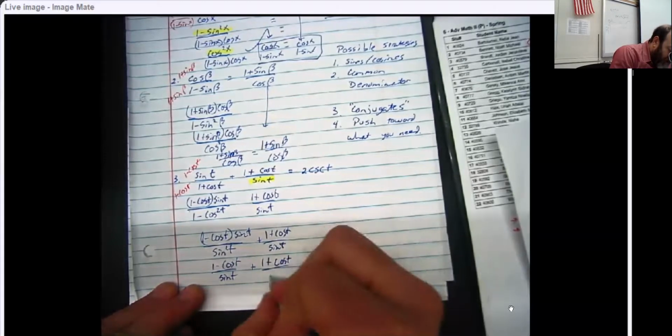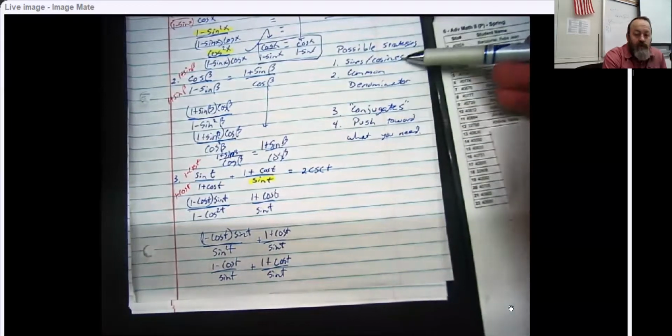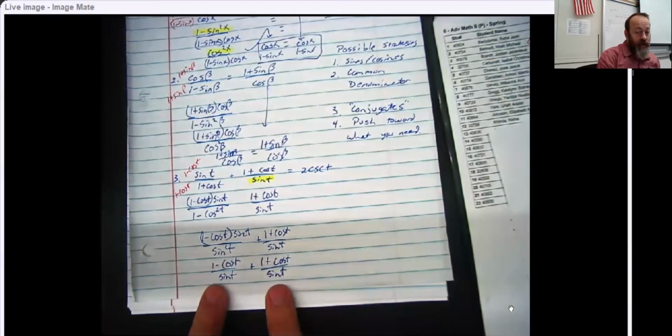Now, recalling the steps that we talked about, we'd like to get sines and cosines. We have that. I'd like a common denominator. Notice we have that as well. So if we have a common denominator, we can add them together.